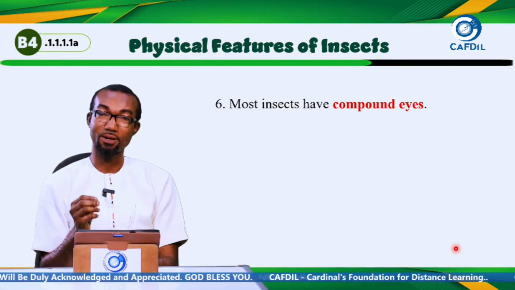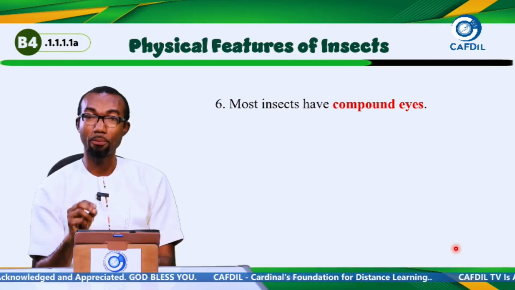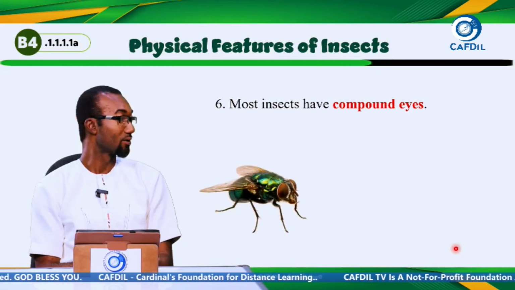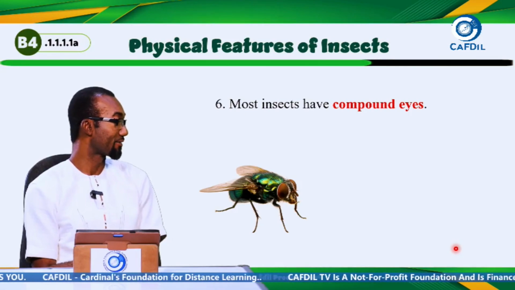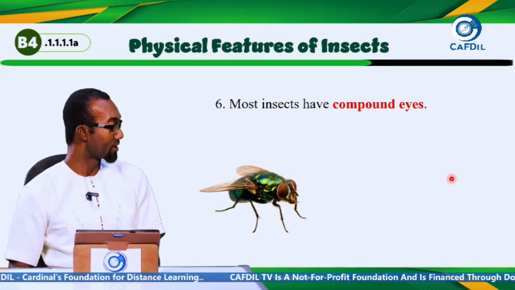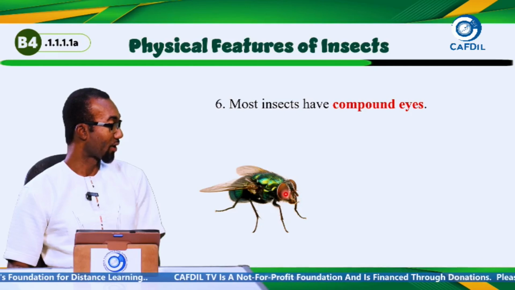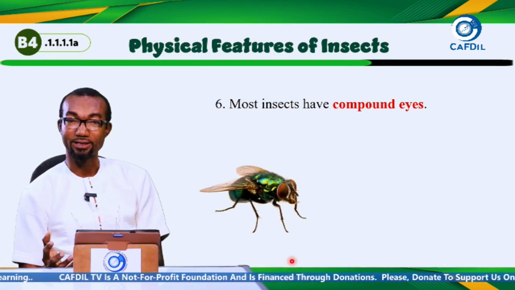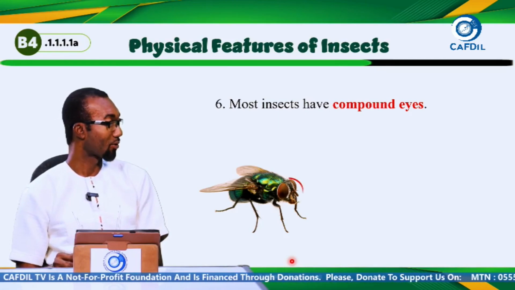Now the next one is that most insects have compound eyes. Compound eyes. So this is an example of an insect, that is a fly. And the eye you see here is what we call the compound eye. We have a pair of eyes, but we don't call it a compound eye. So what is a compound eye?